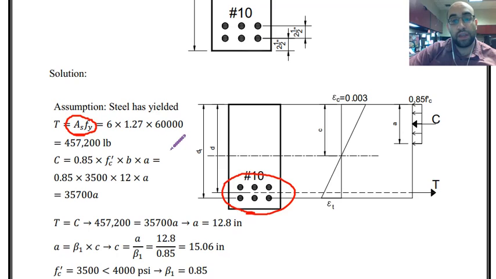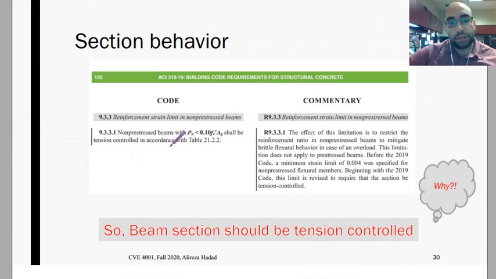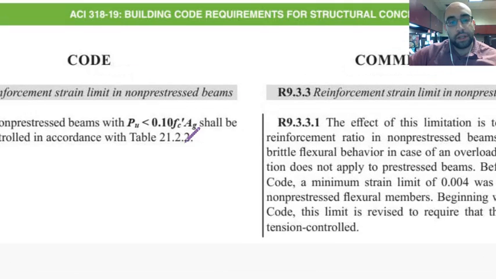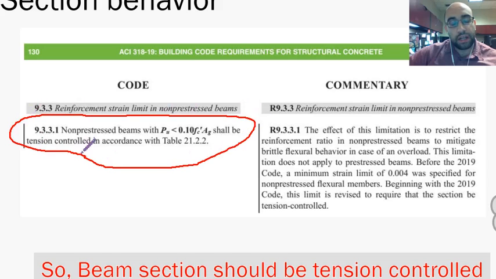This assumption is based on the recommendation that I showed you in the code. Let me move to the code and show you the part that we had. So as you can see over here, this is the part that we have from the code. And as you can see, it says for non-pre-stressed beam with axial load less than a certain amount. In our case, all the beams are non-pre-stressed. The section should be tension controlled, right?